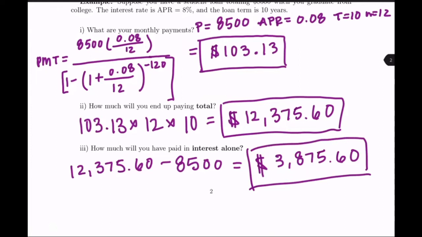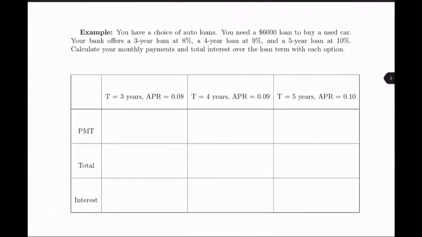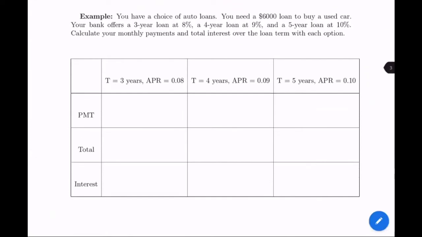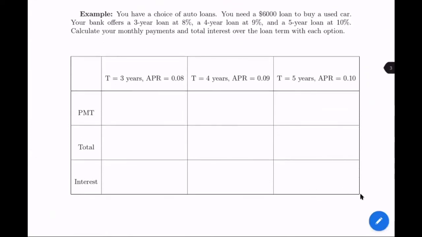So moving on to the next problem. The next example is a comparison of loans. So you would use this if you were trying to buy a car and they're giving you different options on your loan prices. So the first bank is going to offer a 3-year loan at 8%. The second one is going to offer a 4-year loan at 9%. The third one is going to offer a 5-year loan at 10%.